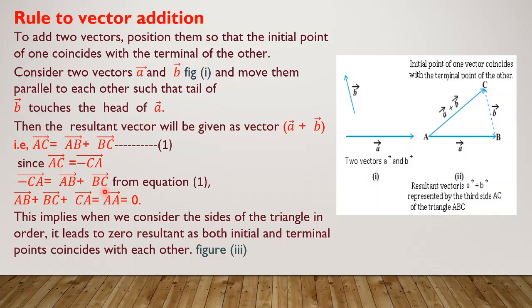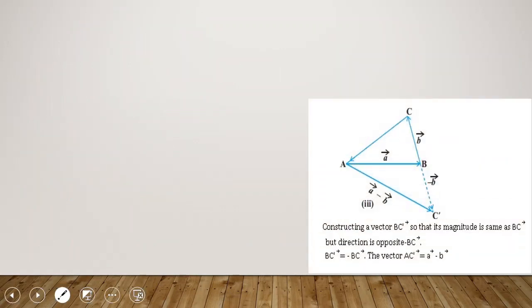So please keep in mind, when you take the sides of a triangle, have a look at the diagram. It's vector A, it's vector B, and again it moves from C to A. So in this diagram we get the idea: when you take the sides of a triangle in order, we get the resultant 0.